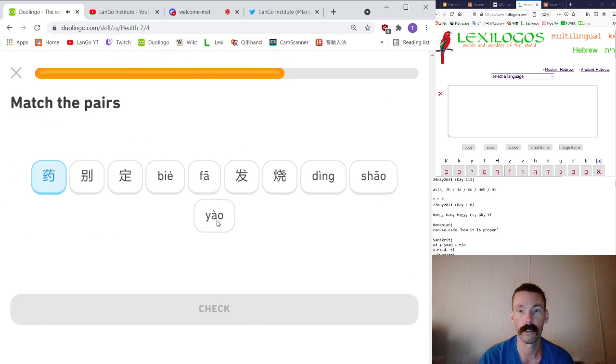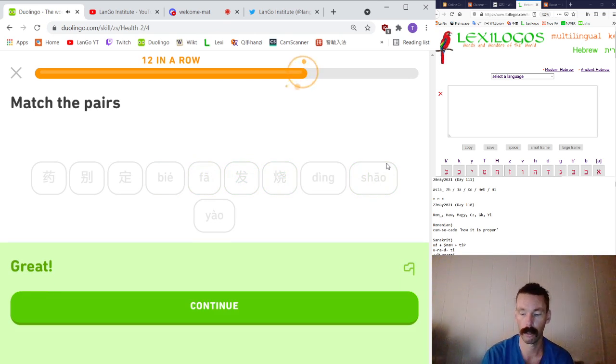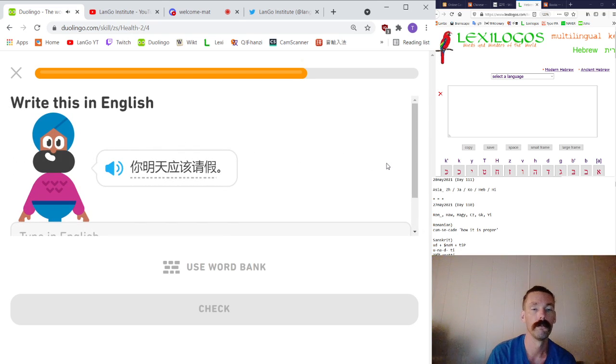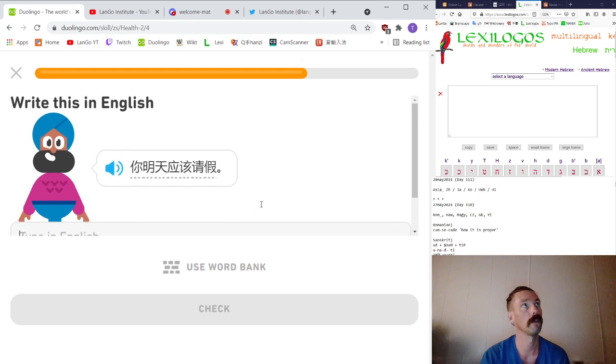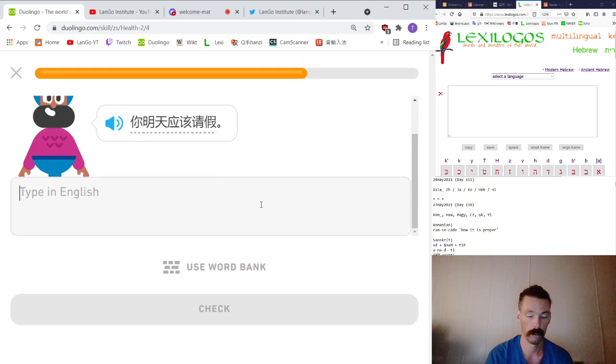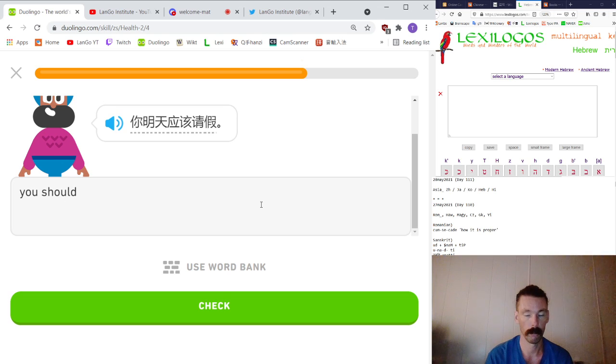要 is falling tone, and 定 same. Then we have 别 rising, 发, 烧 both high level. 你明天应该请假。 You should take off. How do we say? Take leave? Should take tomorrow off.